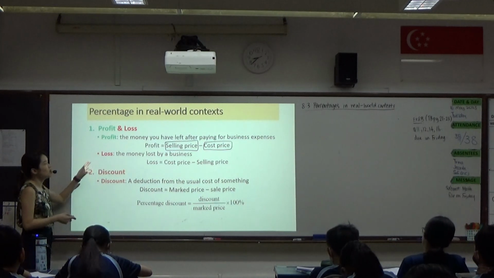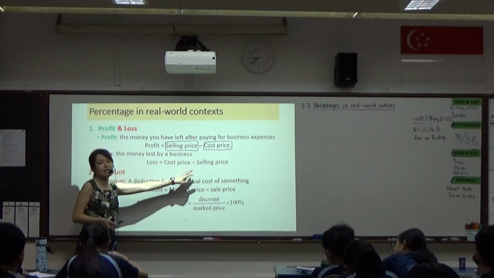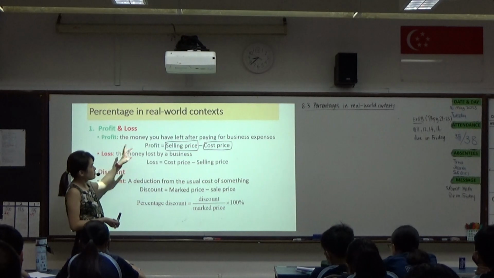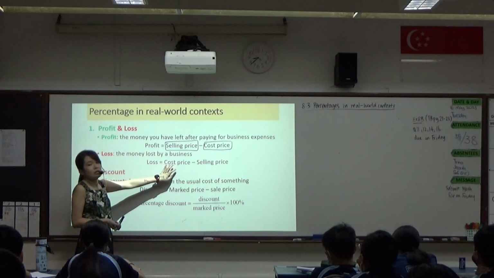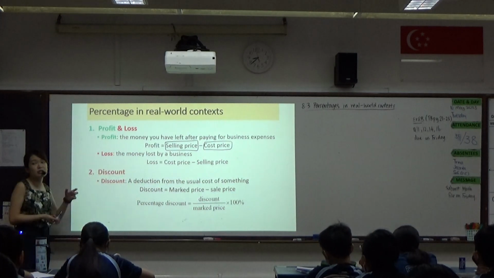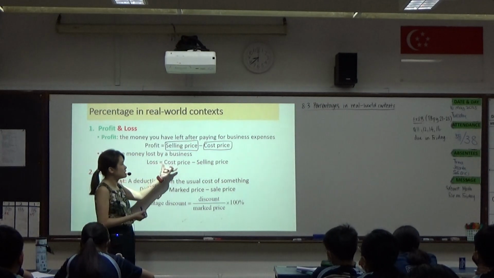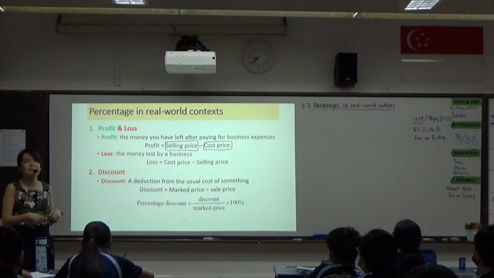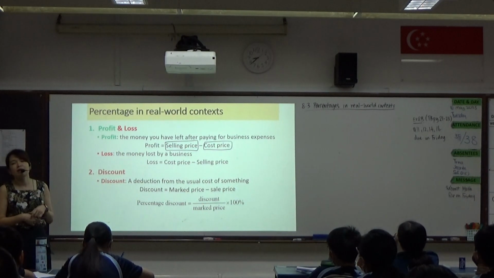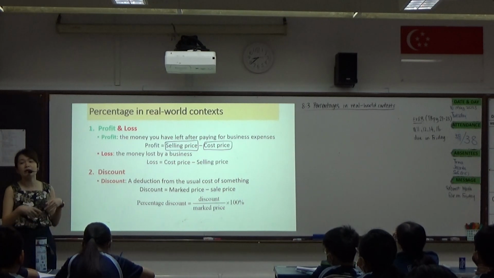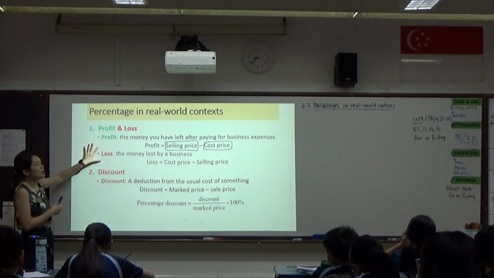Then for loss, it is when your cost price is more than your selling price. So it will be a negative profit. In this case, your cost price minus the selling price will give you the loss amount, because money is eventually positive in value. So for example, I buy my bananas at $1, and because I want to clear the stock, otherwise my banana cakes are going to expire, I sell it at 50 cents instead. So I make a loss of 50 cents, right? So that is your profit and loss.